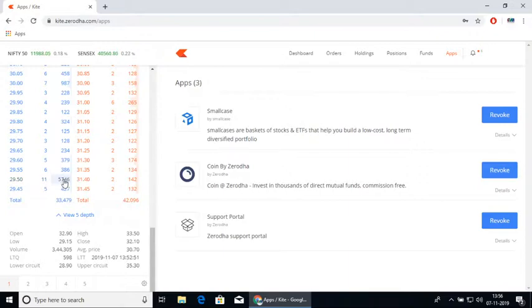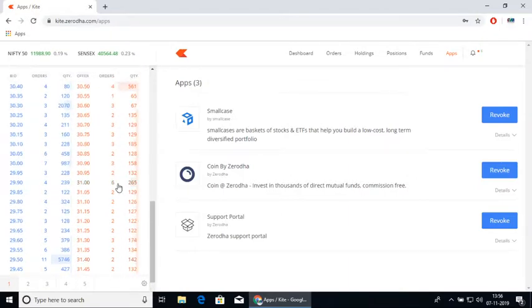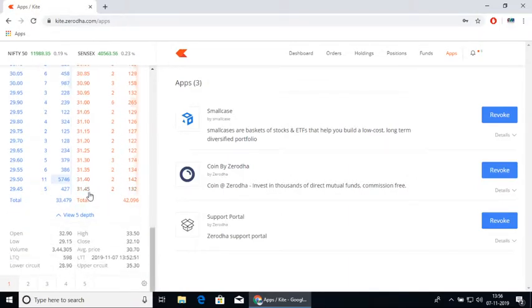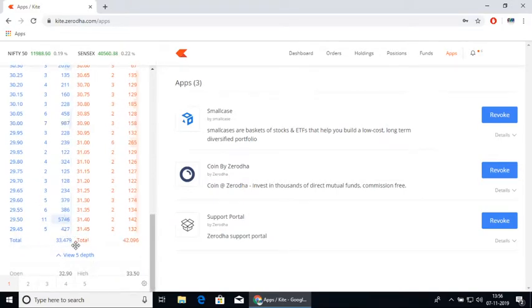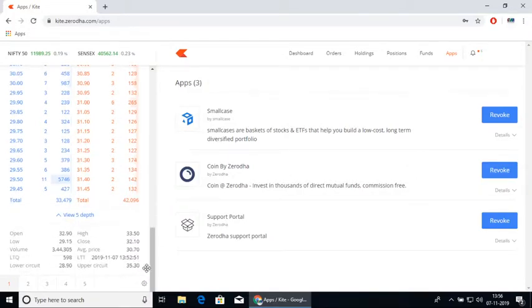Here there is a support at 29.50, since there are lots of orders near 29.50. And as you can see from here, the buying quantity is manipulated at a lower level, and the real buying quantity is actually very less. That's what we can identify from this.